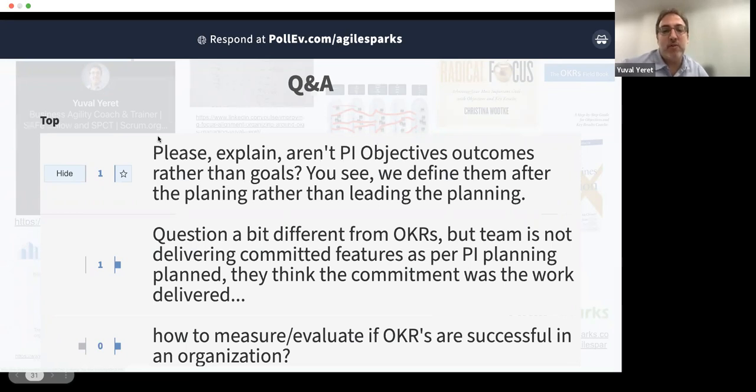You see, we define them after the planning rather than leading the planning. Well, the fact that we define them after the planning doesn't mean that we achieve them. They're still planned outcomes, which are not that different than planned goals.